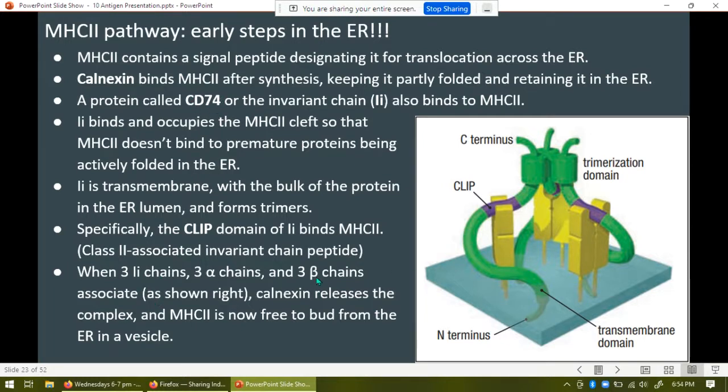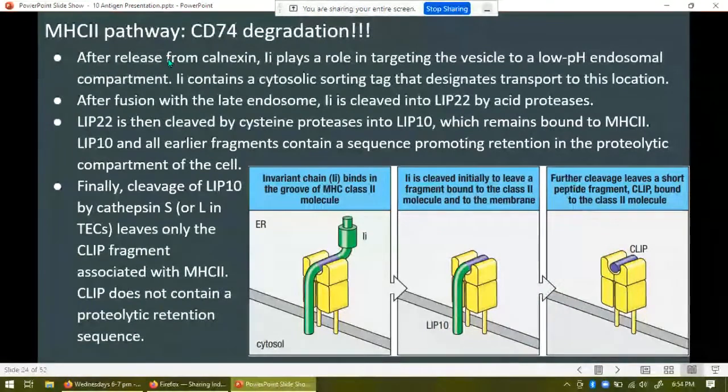When 3 CD74 chains, 3 MHC2 alpha chains, and 3 MHC2 beta chains associate, as you see here, calnexin releases the complex. Calnexin dissociates from all these MHC2 molecules, and MHC2 is then free to bud from the ER in a vesicle. And where is it going to go? It's going to go to the late endosome for the most part.